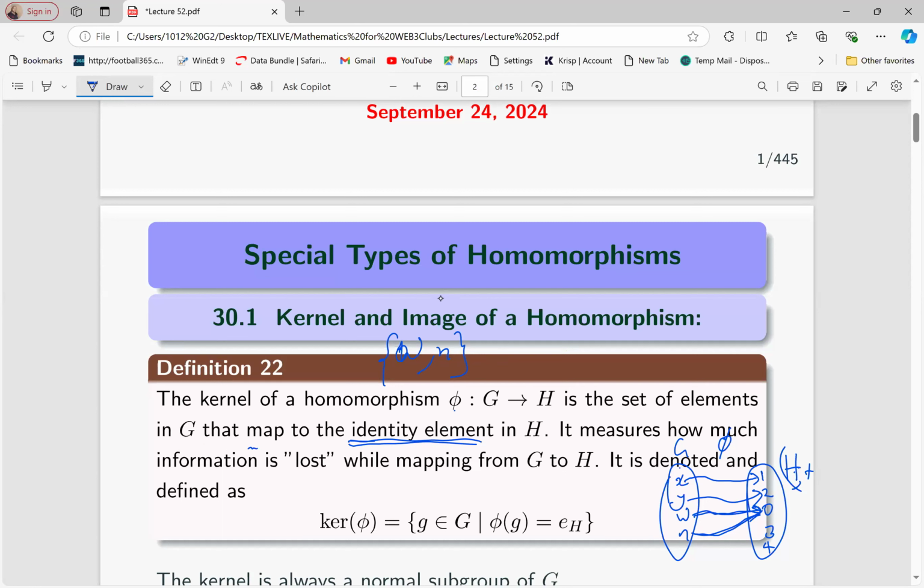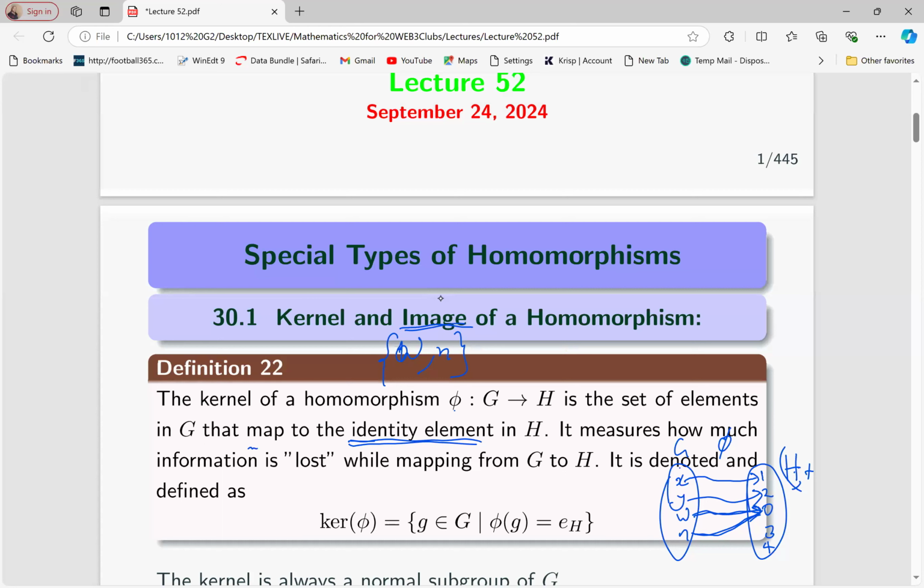And what about the image? So the kernel, we've said, is the elements in G which have been mapped to the identity element. What about the image? Now for the image, we consider this codomain.